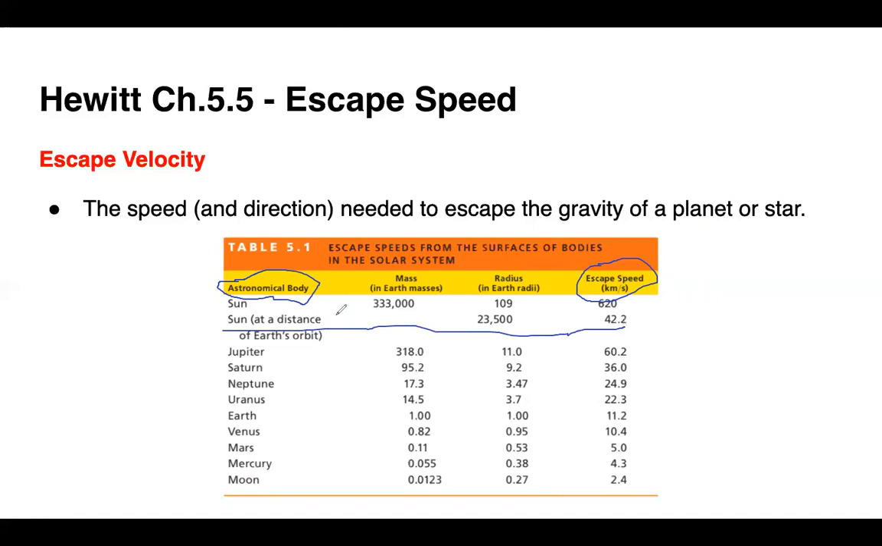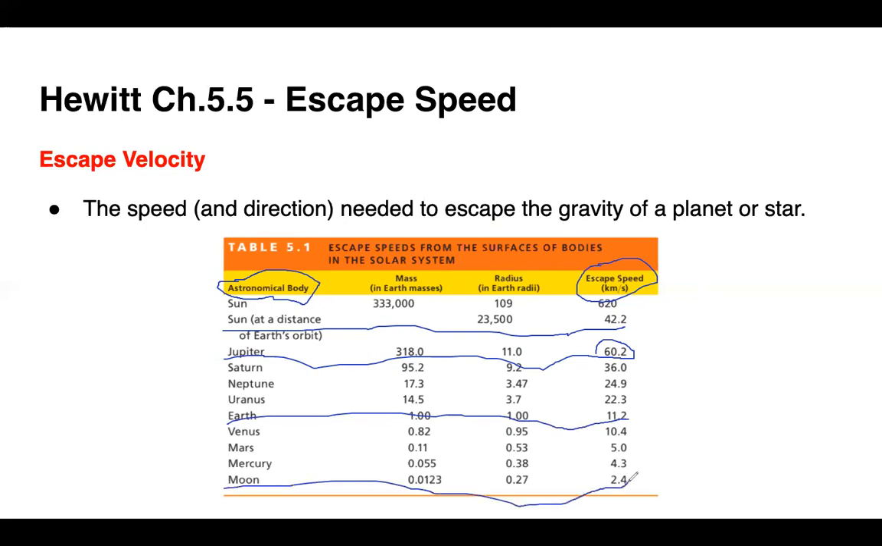The sun is the most massive thing, but it's also really far away. Whereas you've got something like Jupiter, which has a lot of mass and is much closer, and so it's got a very high escape speed. If you were on the surface of Jupiter, it'd be very hard to get a satellite away from that. There's Earth as our reference point, and then, not surprisingly, something like the Moon, which is very, very small compared to these other planets, has a very low required escape speed.